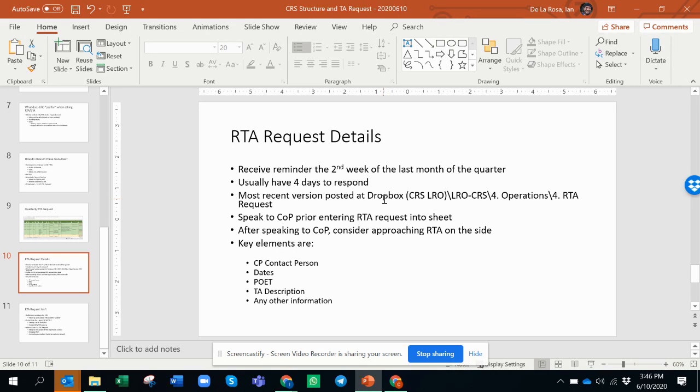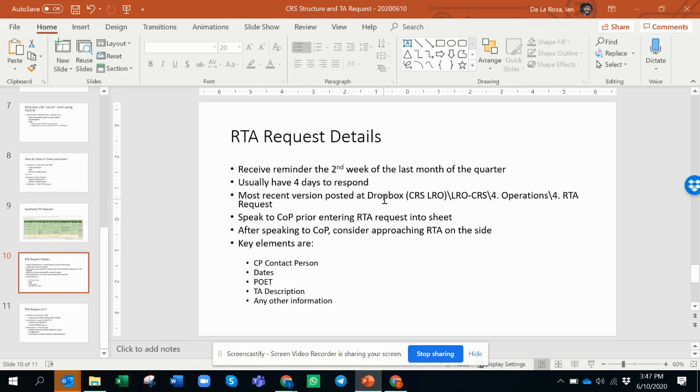The key elements are, who is the contact person? A contact person could be you, it could be me, but most of the time, whoever is putting the request in, the head of that unit or department would be the contact person. Dates, when do you need them? Poet, where are you going to charge them? TA description, keep it pretty basic, maybe 4 to 5 lines, but max. Let them know what you're thinking about. And then there's another column, which is any other information. You may want to highlight why this is important or any little details that they may need to know as they consider.